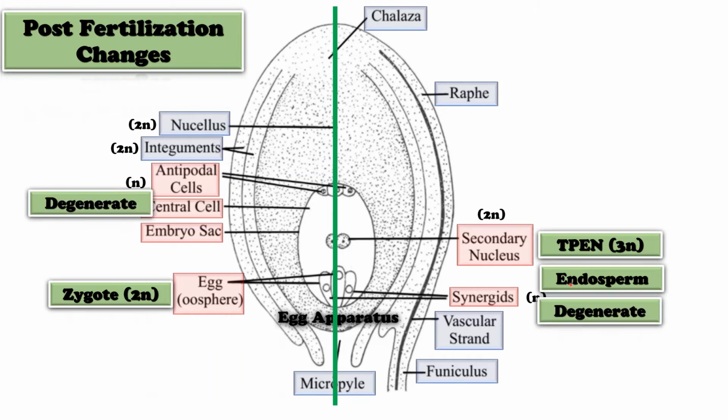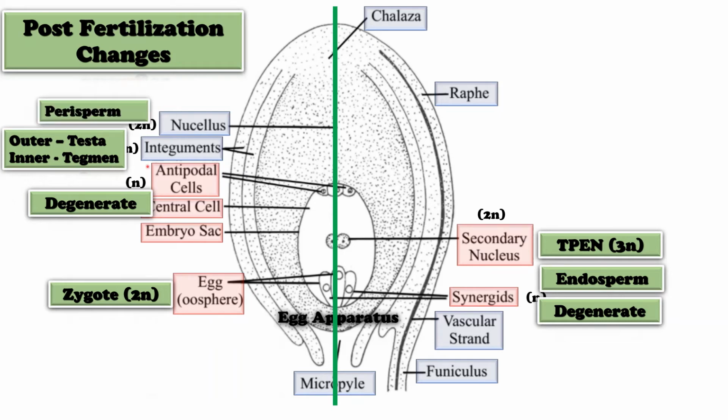Usually, the synergids and antipodals degenerate. The integument forms the testa and tegmen of the seed. That is, the outer integument forms the testa of the seed, whereas the inner integument forms the tegmen of the seed. Students, normally the nucellus is absorbed by the developing endosperm, but sometimes it remains as a thin layer around the endosperm. It is called perisperm.